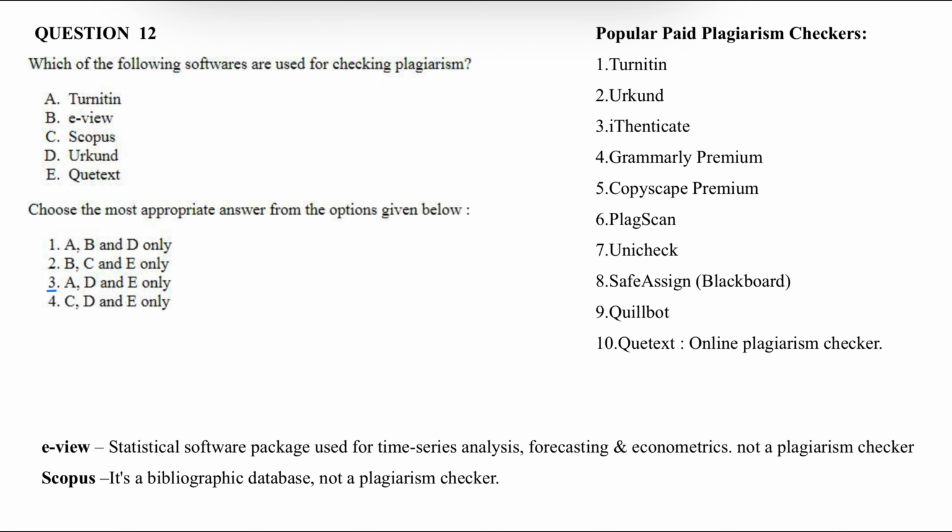So we know popular paid plagiarism checkers are Turnitin, Arcund, iAuthenticate, Grammarly Premium, Copyscape Premium, PlagScan, Unicheck, SafeAssign, Quillbot, Qtext. eView is a statistical software package used for time series analysis. Scopus is a bibliographic database, not a plagiarism checker. So the correct answer is A. Turnitin, D. Arcund, E. Qtext. The correct answer is option 3, A, D, E only.